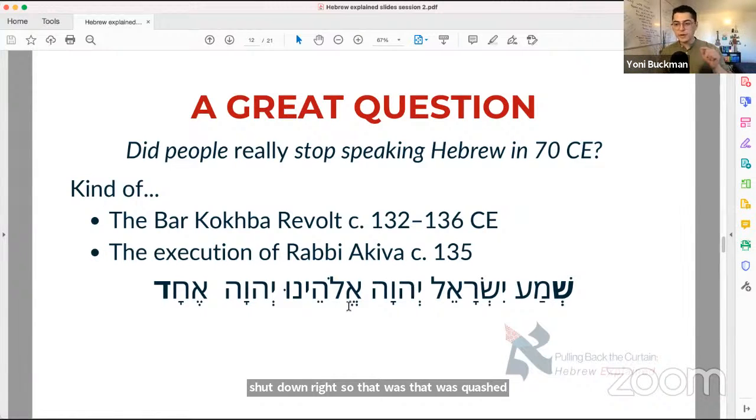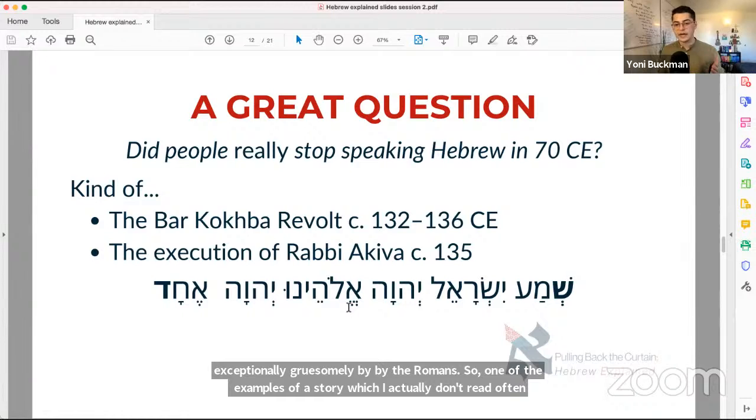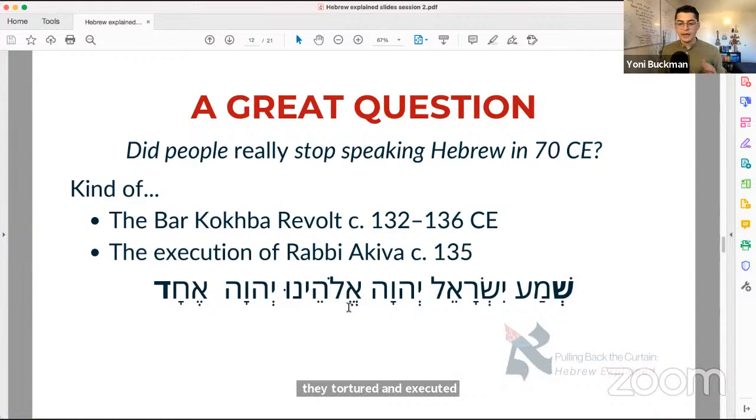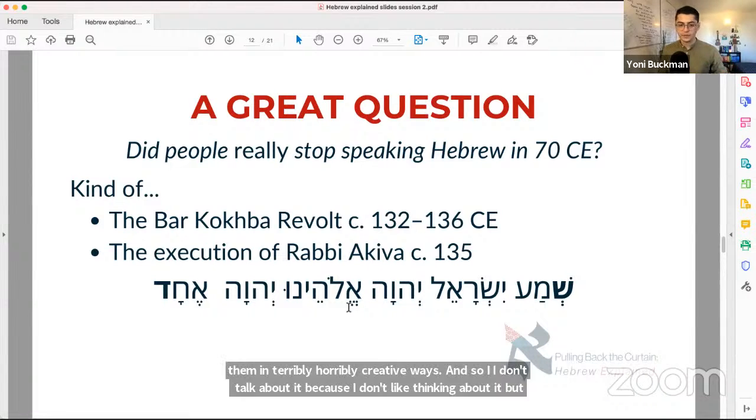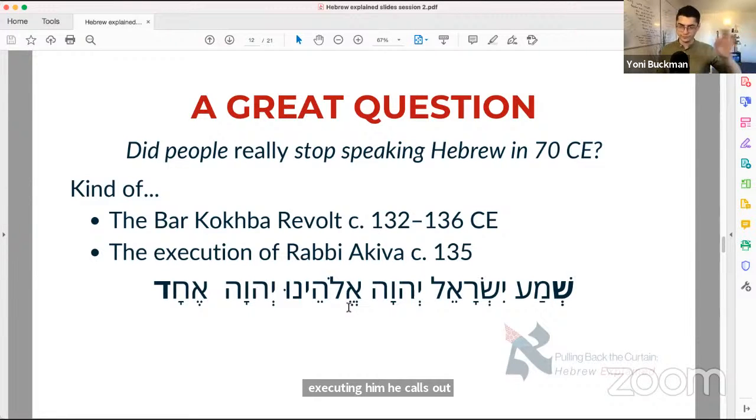So Rabbi Akiva, there's a famous story of his dying words, which is that as they're executing him, he calls out the Shema. And the story says that in his dying breath, he elongates the Daled in the word Echad, the last word of the Shema, that he held on to that note as long as he could. And once the Dalet was done, he died, right?